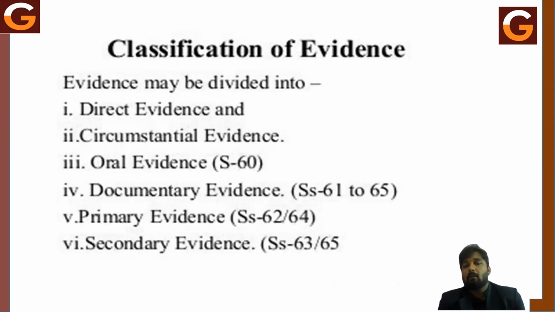So here, when you talk about classification of evidence according to the Indian Evidence Act, we have direct evidence and circumstantial evidence. This is purely based upon the relevance of evidence with respect to the probability of proving the fact. Then oral evidence, as discussed in Chapter 1 of the Indian Evidence Act, documentary evidence, as discussed in Chapter 2, followed by physical evidence, which can be primary and secondary evidence, as discussed in Chapter 3 accordingly.